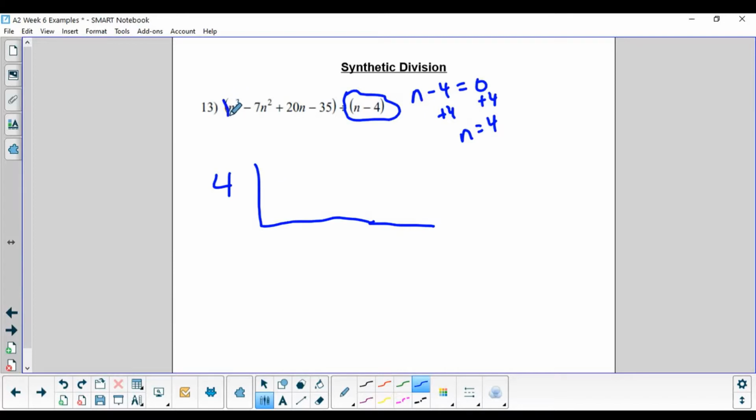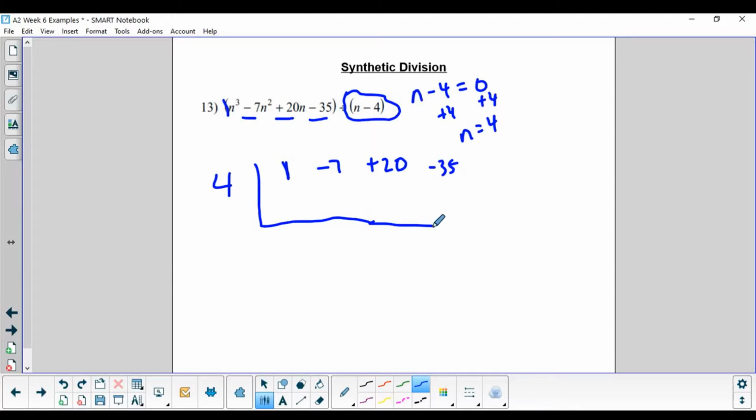So my coefficient in front of n cubed, it's not written there, but I'm going to write it. It's a 1. Remember, if there's not a number there, it's a 1. So the coefficient there is 1. Then my next term has a coefficient of negative 7. Then plus 20. And then negative 35.